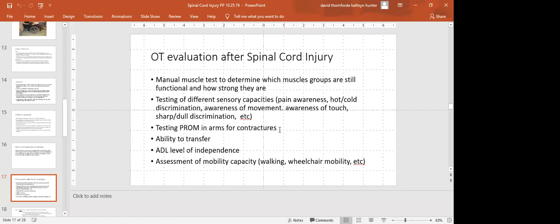We'll also be testing their arms for contractures, to see if they have full passive range of motion. We'll be testing how well they can transfer. We'll be testing all the different areas of ADLs, eating, washing, dressing, whatever they need to do, their work capacity. And finally, we'll be assessing their motor capacity, whether they can walk, unusual in a spinal cord injury, but possible, how well they do on wheelchair mobility, etc.